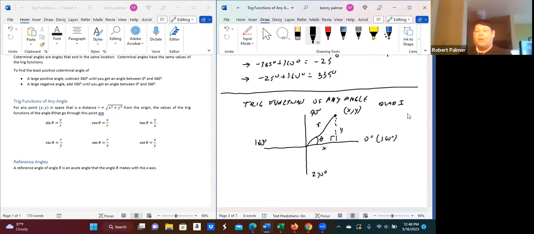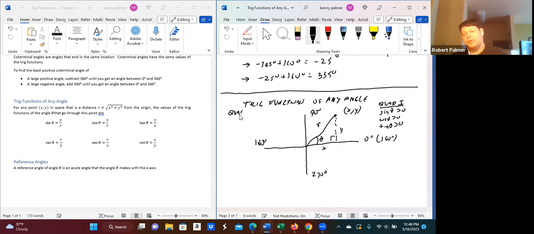Now, one thing that's useful to know is that in this quadrant, sine of theta is positive, cosine of theta is positive, and tangent of theta is positive. Everything is positive in the first quadrant. Not surprising. Now, let's go to quadrant 2.